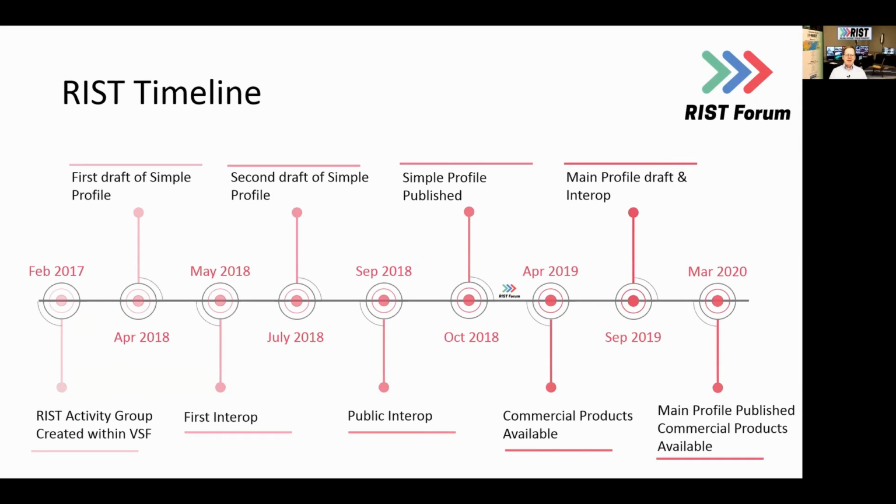So here's a timeline of RIST. We began early on in February of 2017, prior to NAB, with our organizing. We had our first simple draft in April of 2018, first interop in May of 2018, the simple draft of the simple profile in July of 2018, first public interop in September 2018, simple profile published October 2018, and commercial products available April of 2019. It was also at that point that RIST Forum was formed.